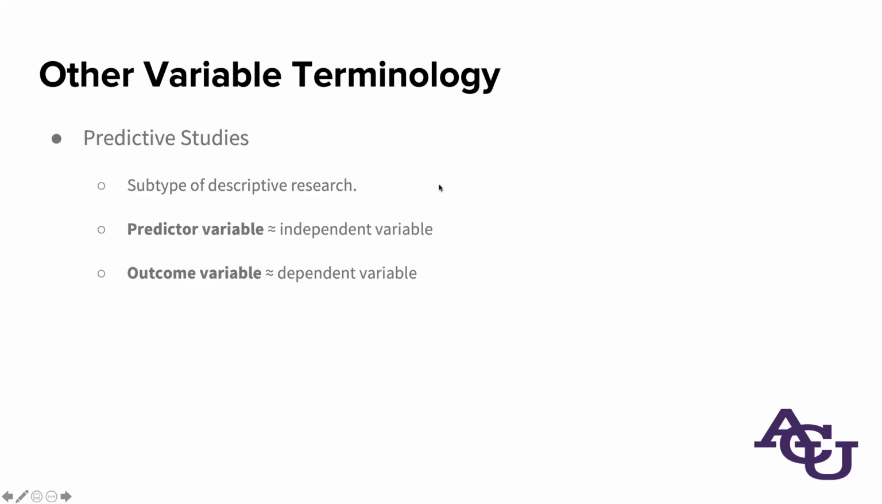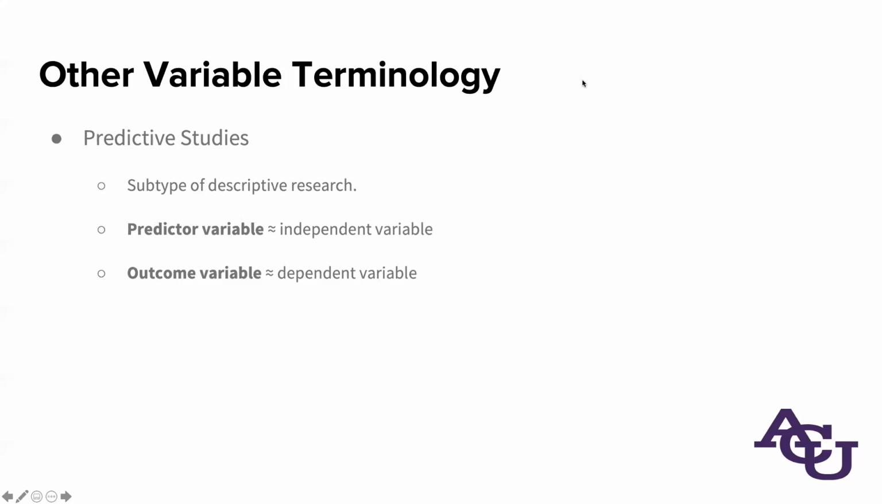Predictive studies. So within the realm of descriptive research, there's a subgenre called predictive studies where we have predictor variables and outcome variables. Now, these are similar but not quite the same thing as independent variables and dependent variables, because the predictor, we're particularly looking at, okay, does this lead to this specific outcome or result? And if you think that sounds a little confusing, don't worry, lots of people have confusion with this. So let me say a little bit more.